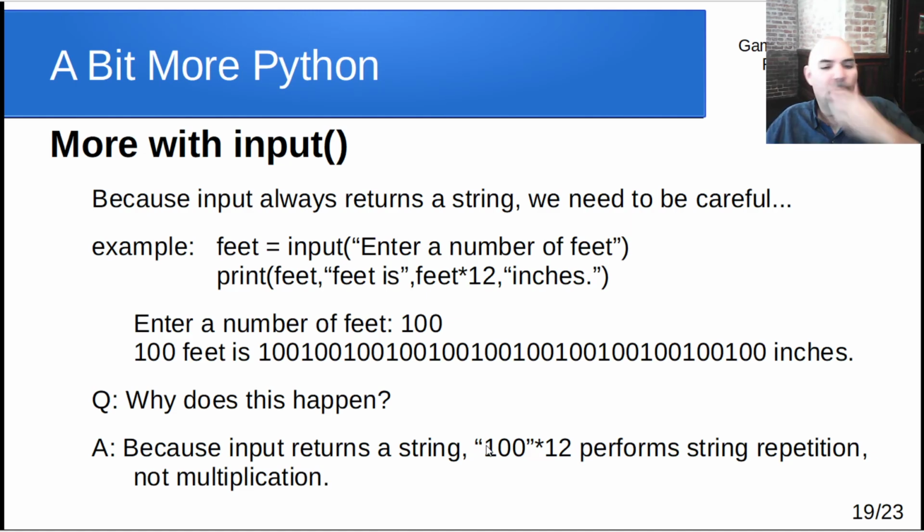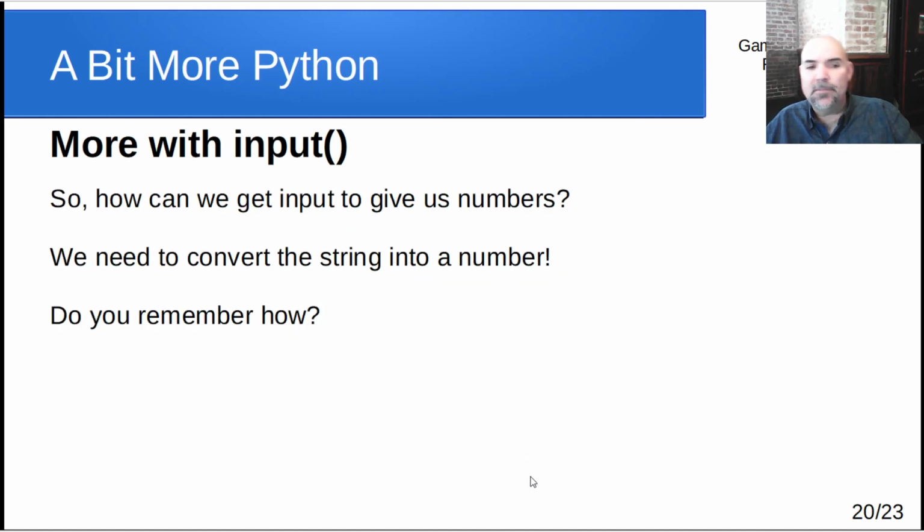So the question would be, well, how could we fix it? How can we make it so that something we read from input gives us numbers instead of a string? And the answer is we need to convert that string into a number somehow. And so quickly, do you remember anything that we've talked about earlier today that does conversion into a number, either a floating point number or an integer number?